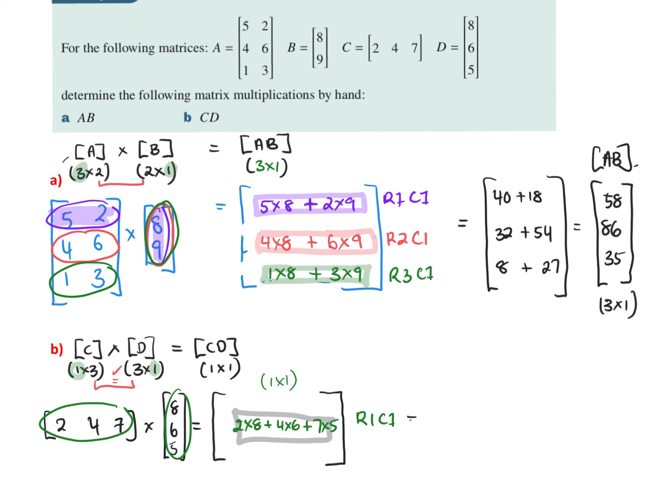And if we tidy that up, 2 times 8 is 16, plus 24, plus 35. And what do we get? 75? No? What do we get? That's 30, 40, yeah, 75. Okay, and is that a 1 by 1? Yes. All right.